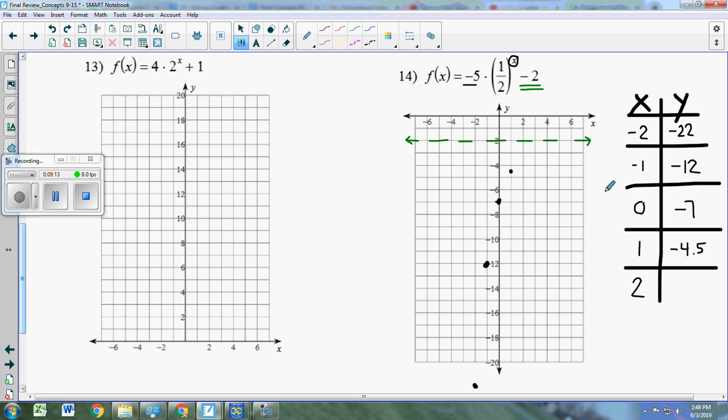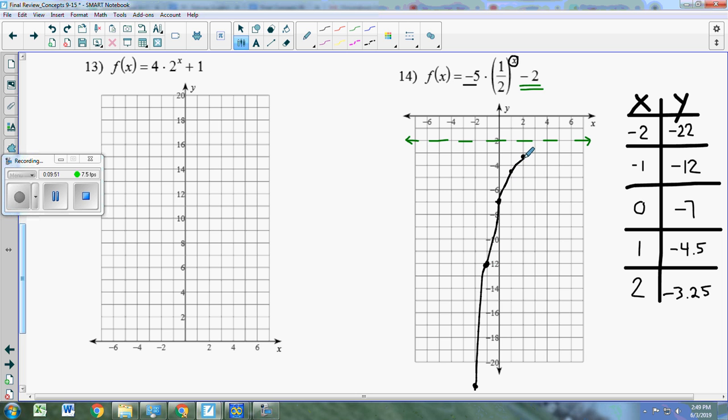And one final value, plug in 2. So that's going to be 1/2 to the second power, so that's 1/4. 1/4 times negative 5 would be negative 1.25. Minus 2 is negative 3.25. And so negative 3.25, a little bit below there. All right, so we can get a nice visual here of what this graph will look like. Let's see how well I can do getting through the points.